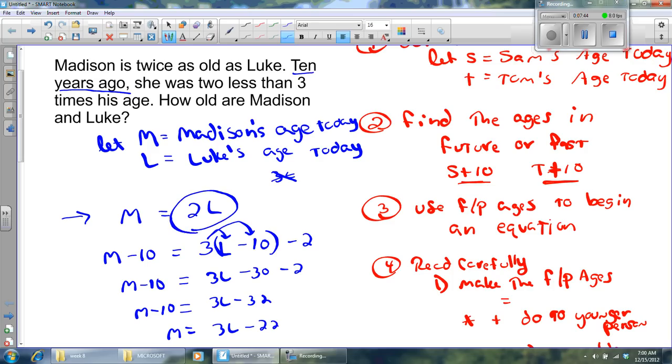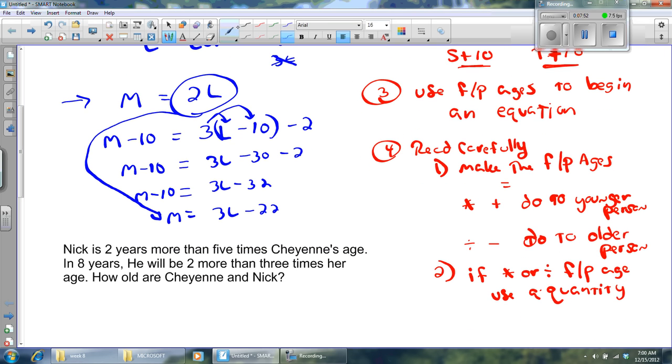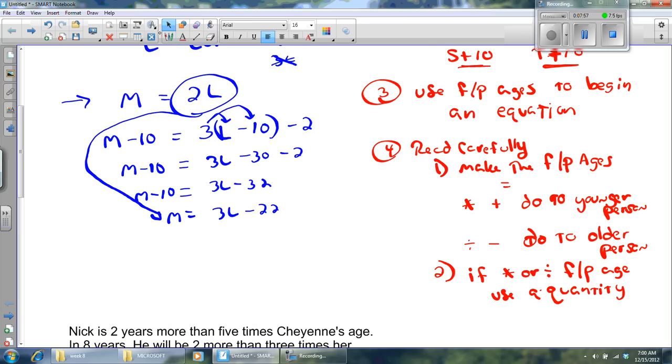Now I'm ready to substitute, and I'm going to take this 2L and put it in for m right there. And so I'm going to get, oh, another problem running into. No sweat. I love my smart board. All right. So now I'll go 2L equals 3L minus 22.